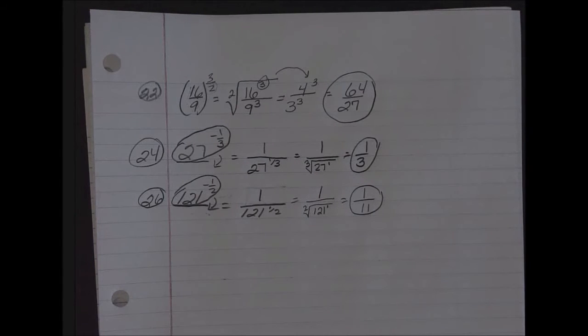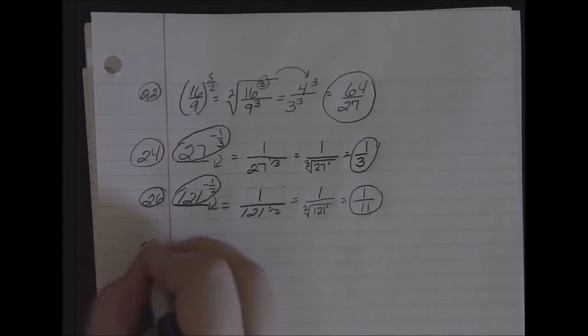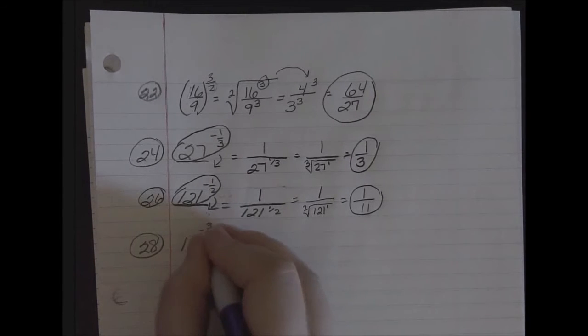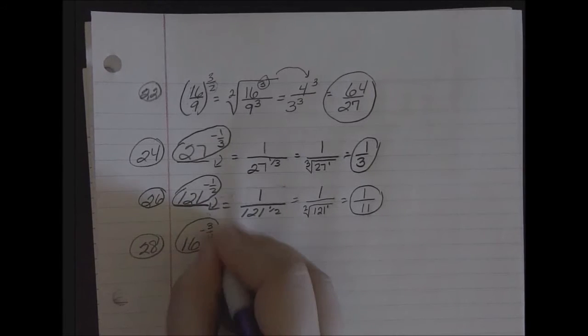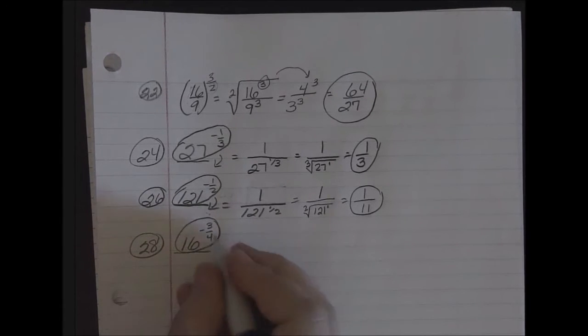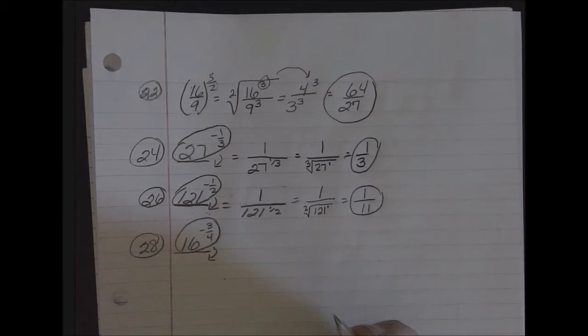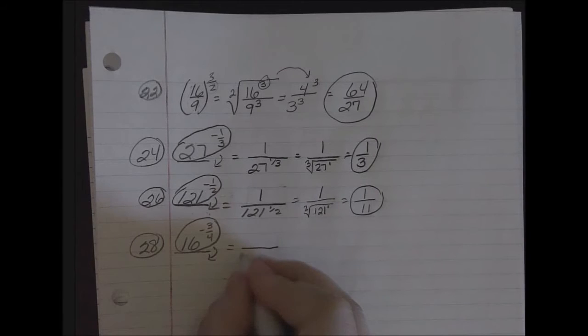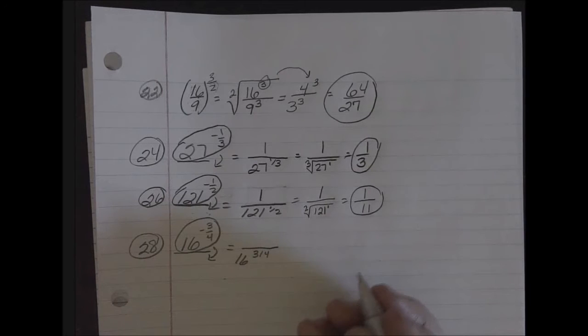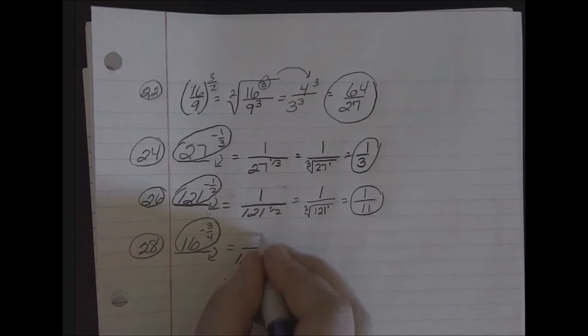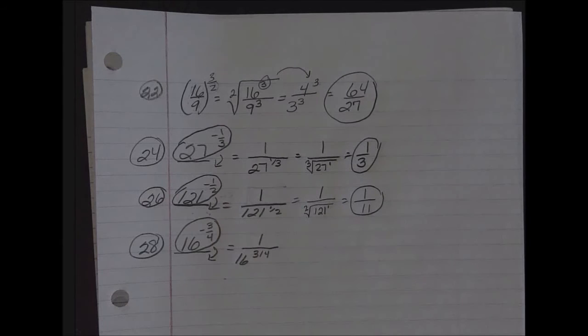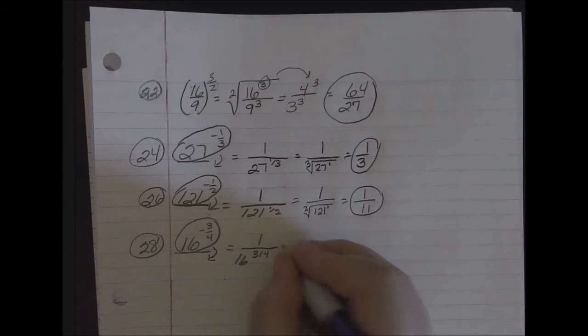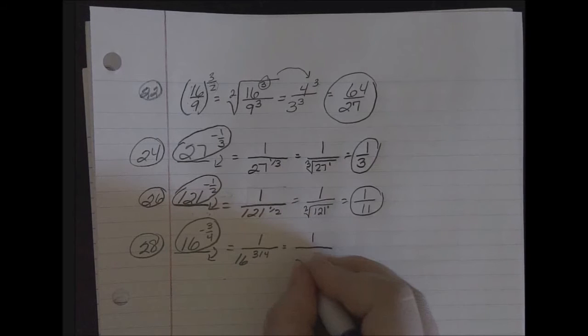28, I've got 16 to the negative 3/4. So we're going to circle that 16 and the negative 3/4, and we're going to move it down to the bottom. So that gives me 16 to the 3/4 in the bottom. Notice that your exponent is now positive, and we're going to write our placeholder of 1 in the numerator. Now I'm going to translate 16 to the 3/4 in radical form. My power is 3, my root is 4.